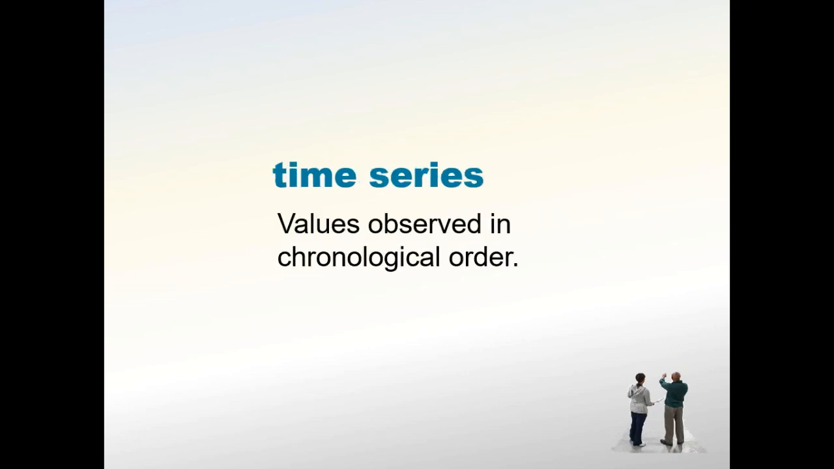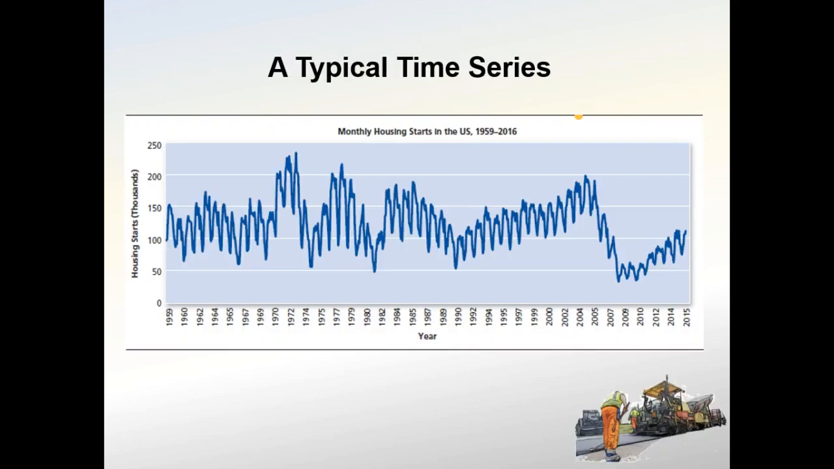Now, a time series is a set of observations of a particular outcome at regular intervals in time. This creates a history that can be illustrated as a line graph. So a time series is a set of values observed in chronological order. In this example in figure 4.3, the outcome of interest is the total number of new housing construction projects, or housing starts, in the U.S., as observed every month from January 1959 to June 2016.